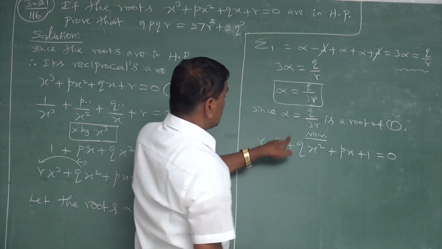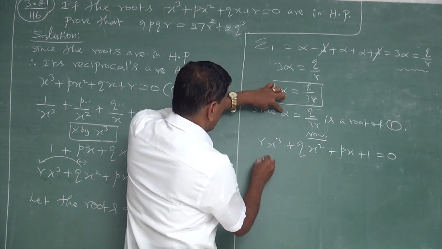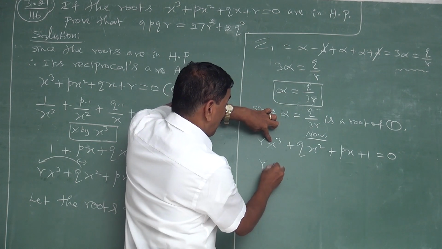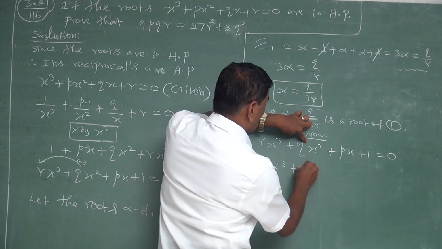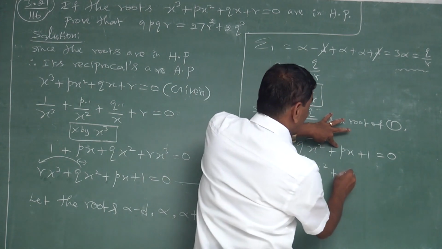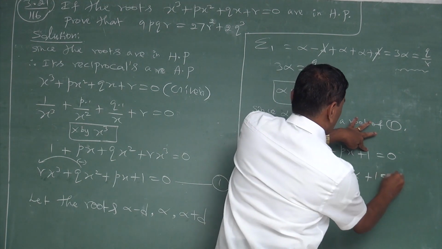Now since alpha is a root of the first equation, x is replaced by alpha. Can you tell me your answer? Good, that is r alpha cube. Next step, good, q alpha square. Third element, very good, that is p alpha. Last, the constant as it is, which is equal to 0.